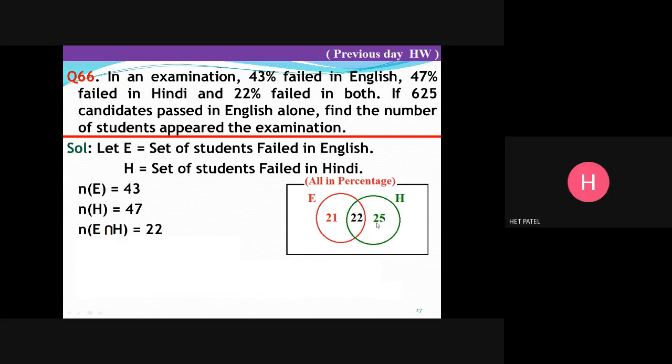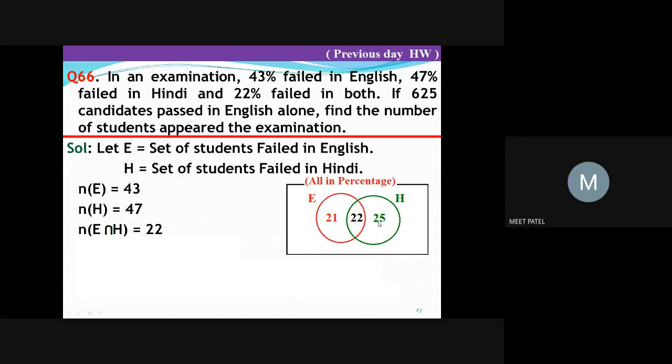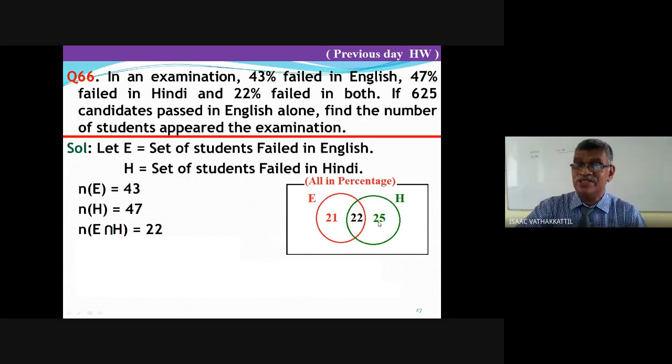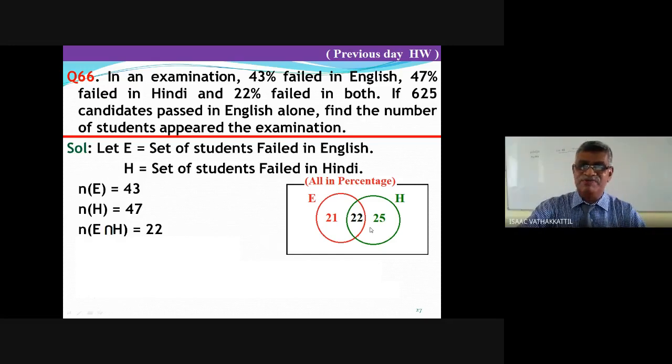They failed only in Hindi. That means they passed in English, but only in English. They did not pass in Hindi; they failed in Hindi only. That means they passed in English alone. Repeat that sentence. How much percentage passed in English alone? 25%. That is what you are wavering on.